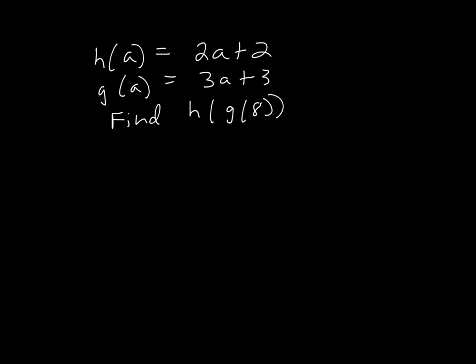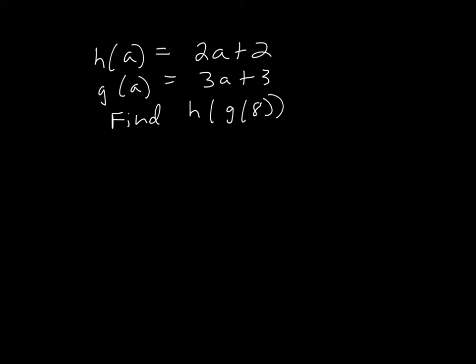All right, so here's how this all works. Take a look at this problem. You have two functions, and it says find h of g of 8. So what you do on these is you work from the inside out. You can't find h of g of 8 if you don't even know what g of 8 is. So g of 8 just means plug an 8 into g.